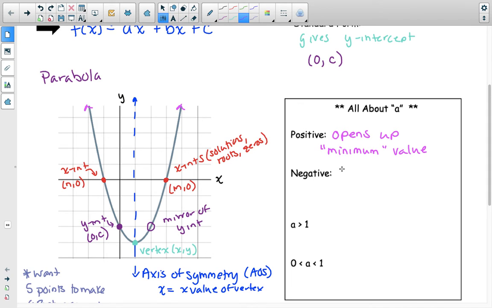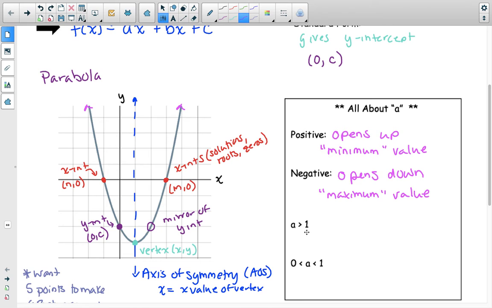If your a value is negative, that means that the graph opens down, because the arrows will be pointing towards the negative direction. That means that our vertex would be at the top of the graph, so we would have a maximum value. So if it opens up, we're going to have a minimum. We have the lowest point on the graph because everything else is above it. If it opens down, that means we're going to have a maximum because everything is going further down forever.